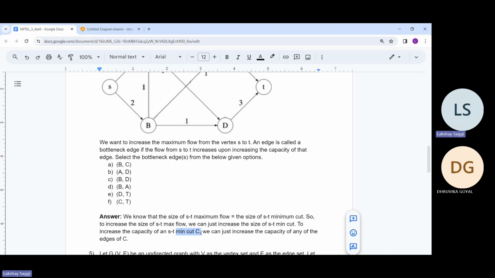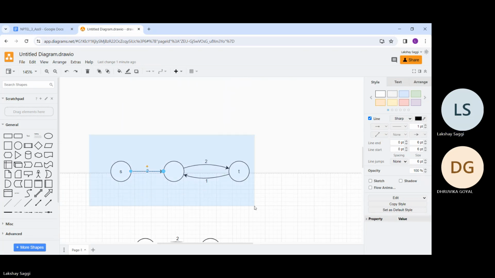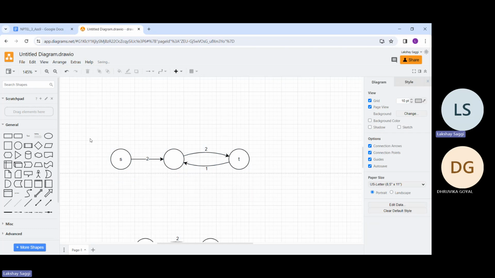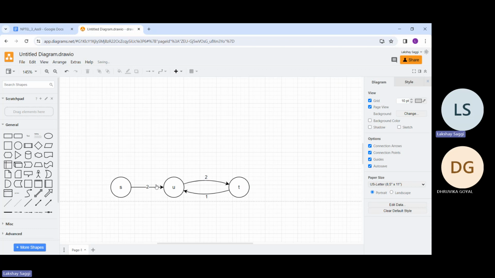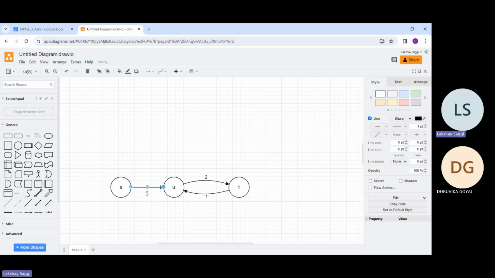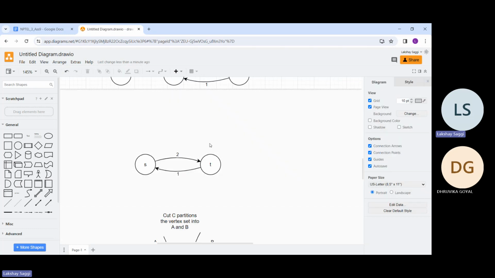Suppose there were two possible min cuts of size 3. Let's say in this graph, as I was previously discussing, we already know that there are two possible S-T min cuts. This edge is part of one S-T min cut, because deleting this edge causes S and T to be disconnected, and this cut has a capacity of 2. Similarly, deleting this edge also makes S and T disconnected. There is no path from S to T if we delete this edge, so this edge also forms a cut of size 2.